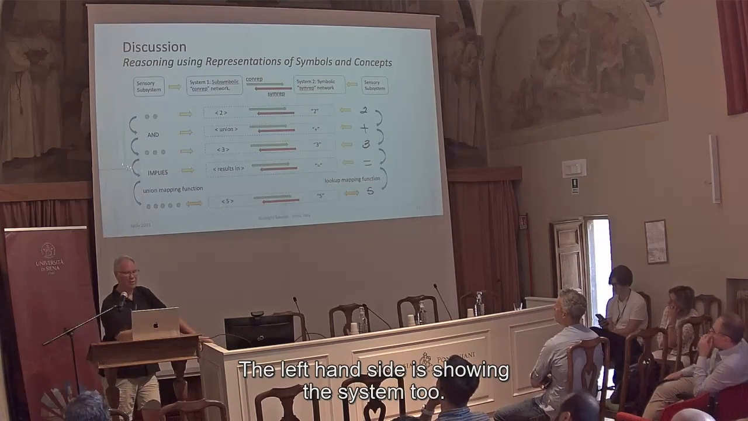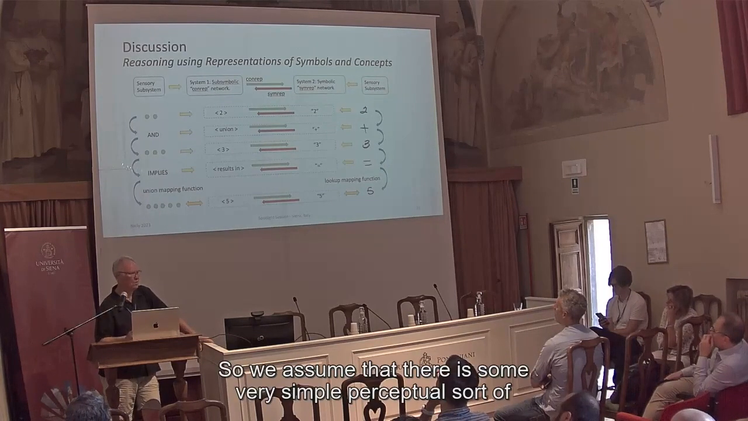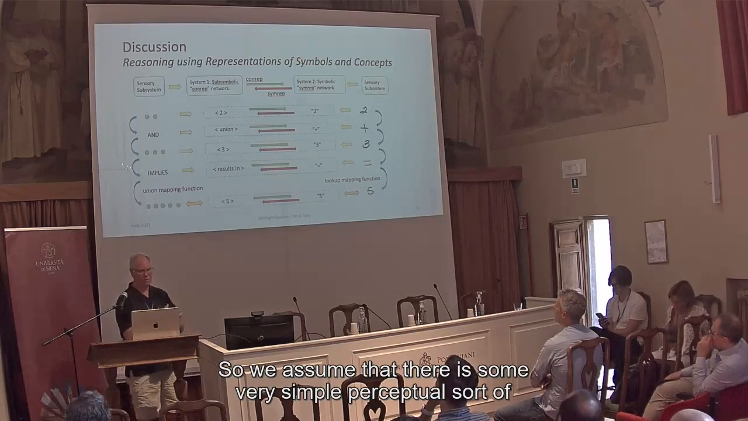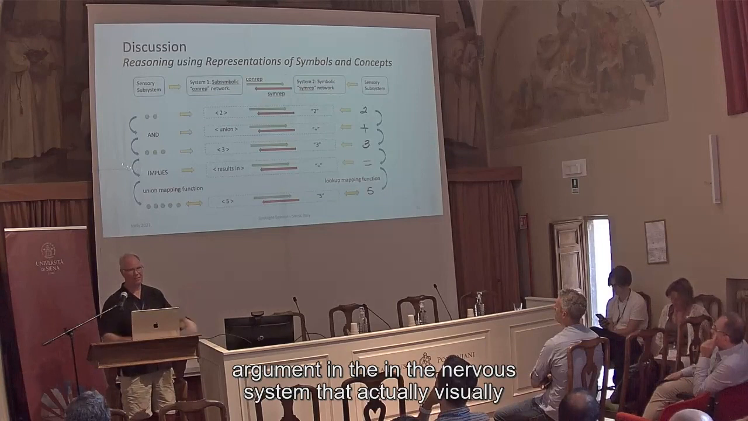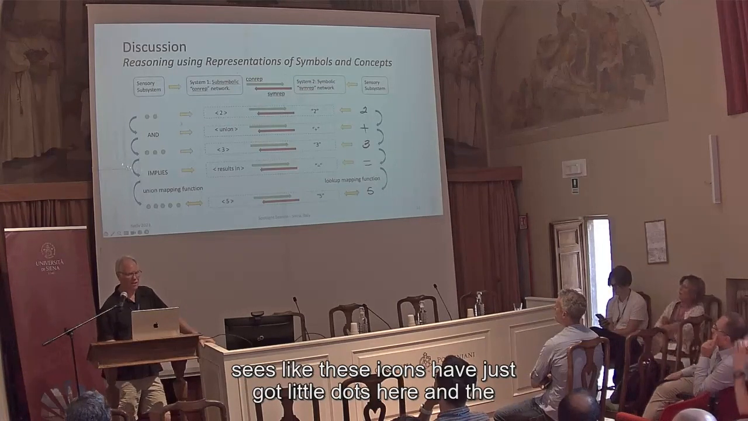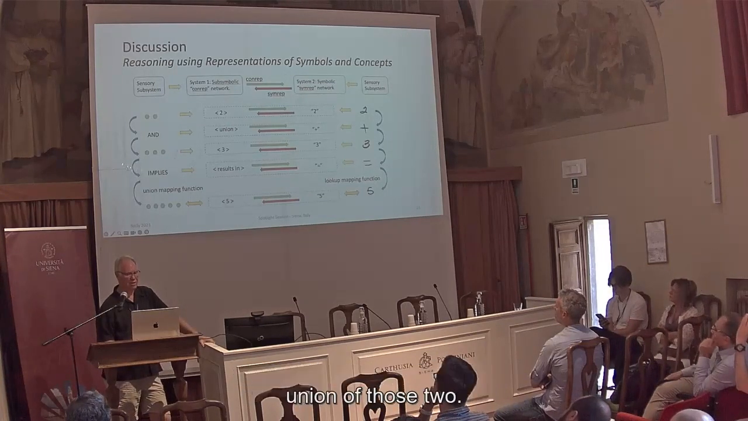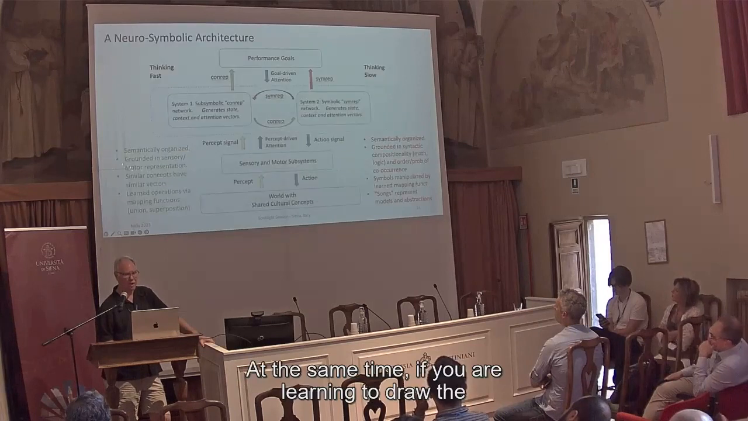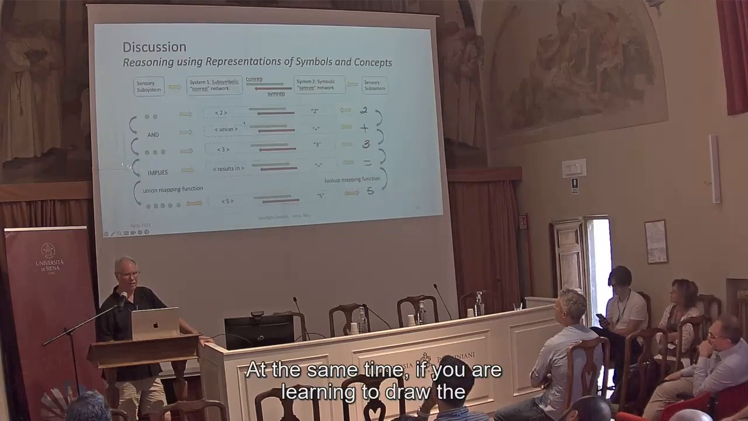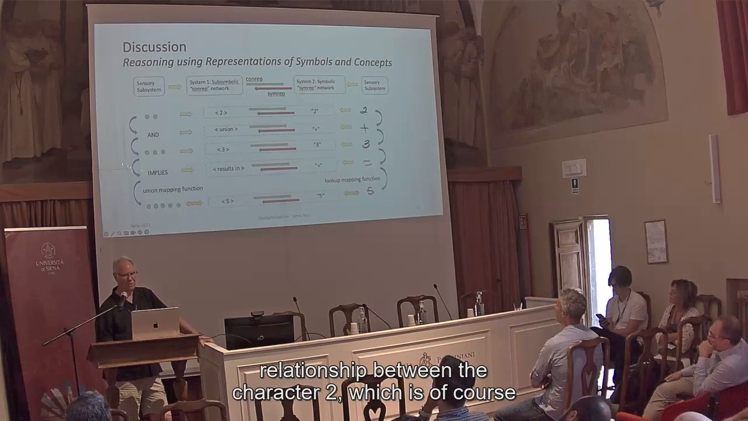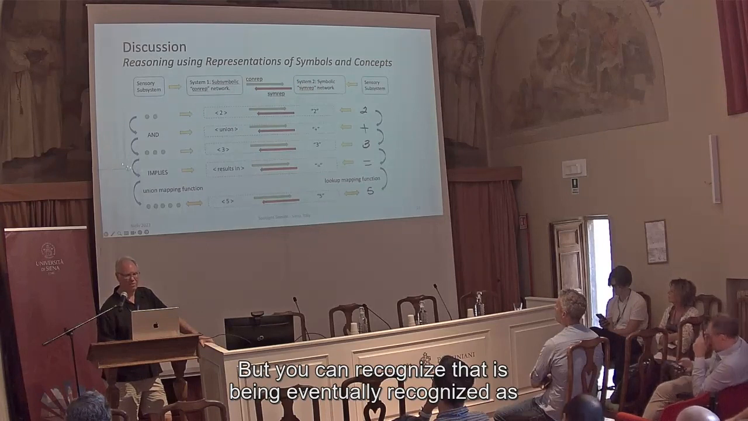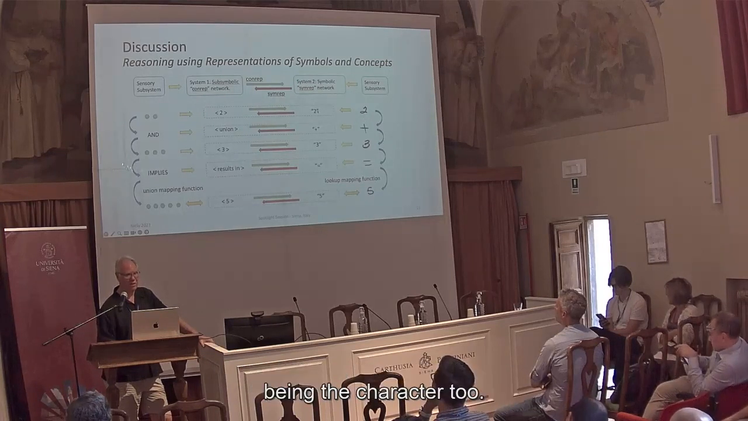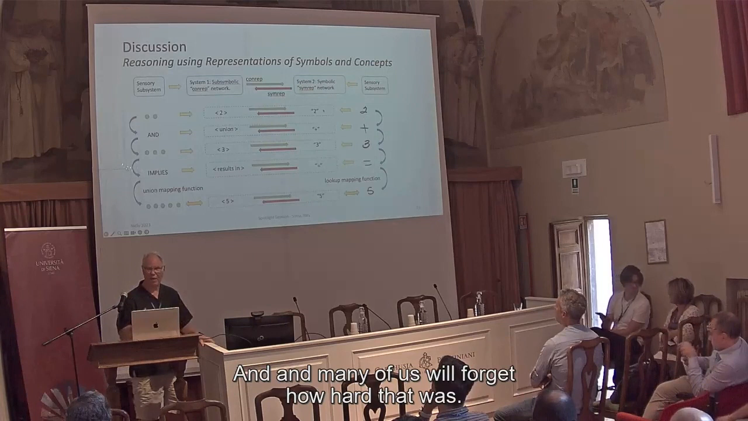The left-hand side is showing the system 2, so we assume that there is some very simple perceptual sort of environment in the nervous system that actually visually sees these icons. I've just got little dots here, and the union of those two. At the same time, if you are learning to draw the relationship between the character 2, which every time you write it is slightly different, but you can eventually recognize it as being the character 2.